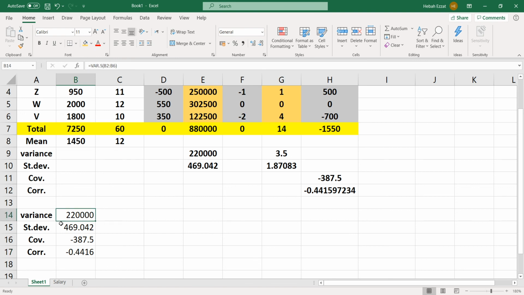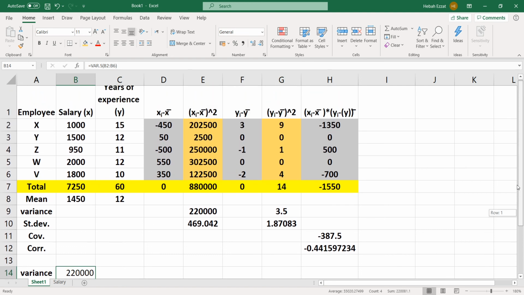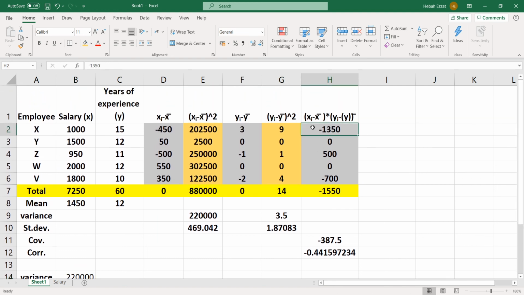So Excel made it very easy for us to calculate them, and if we want to calculate them manually, we have to find at the beginning the difference between the observation and the mean for the two variables, and find the squared difference, and then find the total of these values and substitute in the formula for the covariance and for the correlation in order to find their respective values.